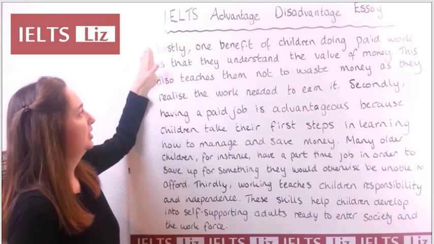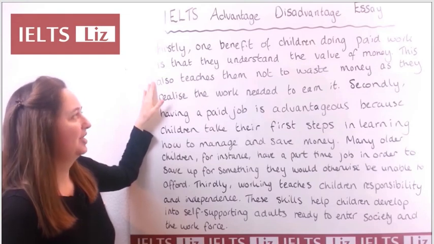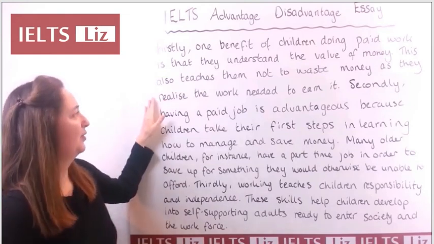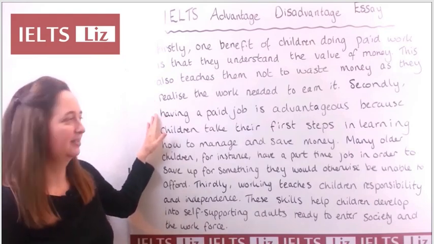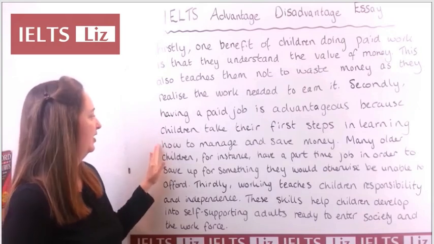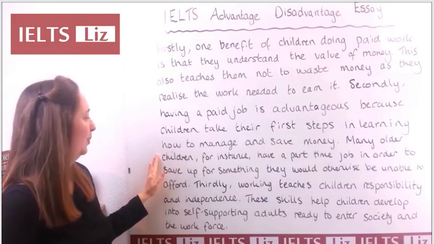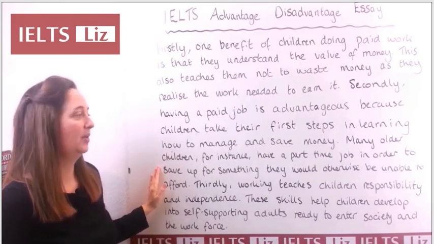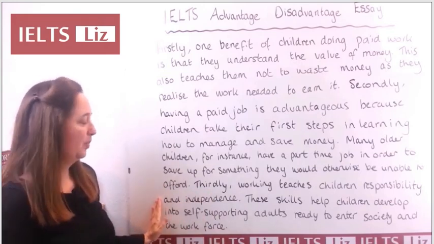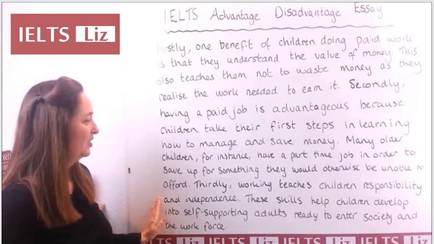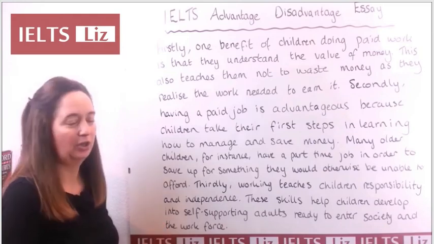Firstly, one benefit of children doing paid work is that they understand the value of money. This also teaches them not to waste money, as they realise the work needed to earn it. Secondly, having a paid job is advantageous, because children take their first steps in learning how to manage and save money. Many older children, for instance, have a part-time job in order to save up for something that they would otherwise be unable to afford. Thirdly, working teaches children responsibility and independence. These skills help children develop into self-supporting adults ready to enter society and the workforce.